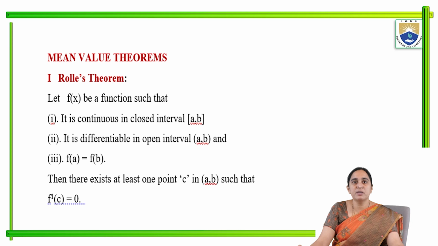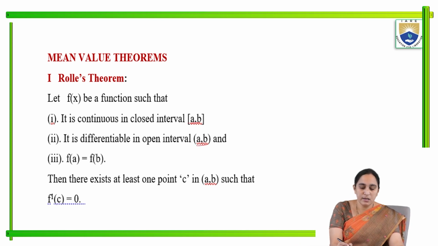Let f of x be a function such that it is continuous in the closed interval a comma b, and the second one, it is differentiable in the open interval a comma b, and it has f of a equal to f of b. If the three conditions are satisfied, then there exists at least one point c in the open interval a comma b such that f dash of c is equal to 0.